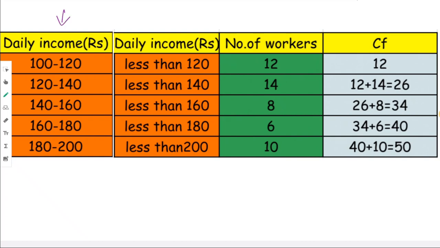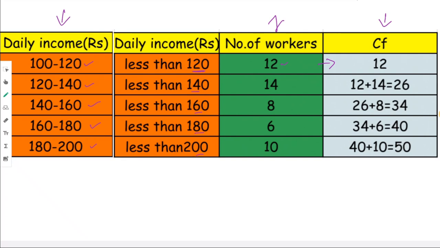So when we're doing this less than type, you have to write down the upper class limit. If you look at 100 to 120, which is the upper class limit? 120. So less than 120, less than 140, less than 160, less than 180, less than 200. Use the upper class limits. Now the frequency is here. So how do we find the cumulative frequency? How many of the workers are earning less than 120 rupees? 12 of them. So for the first, nothing happens.